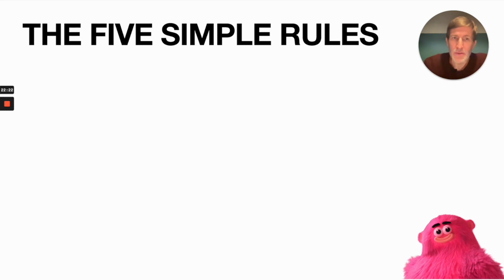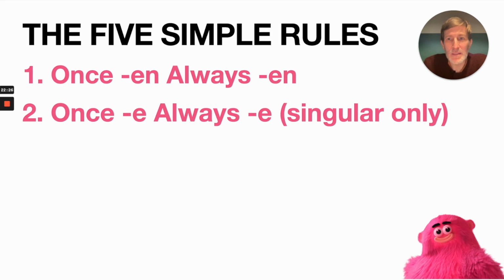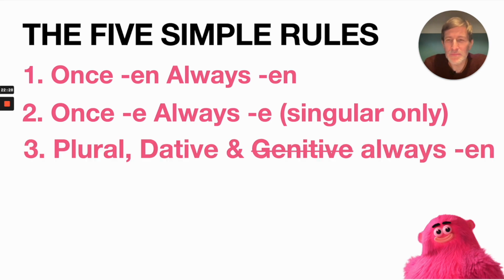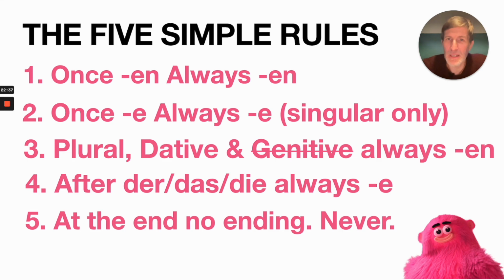Good. So 5 simple rules. These were once en, always en; once e, always e; plural, dative, genitive, and in the en; after er, s, e, always e; and at the end no ending, never. I don't think you need to really force yourself to remember this. Let's do a little test.